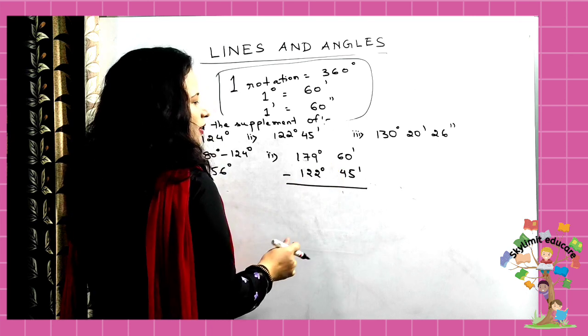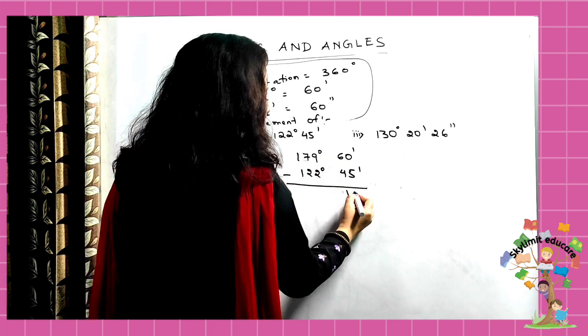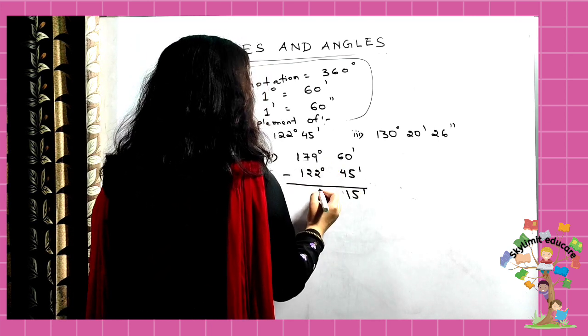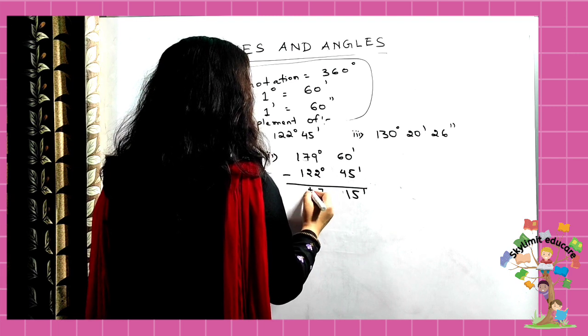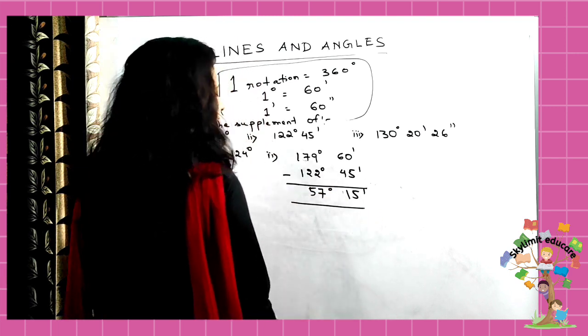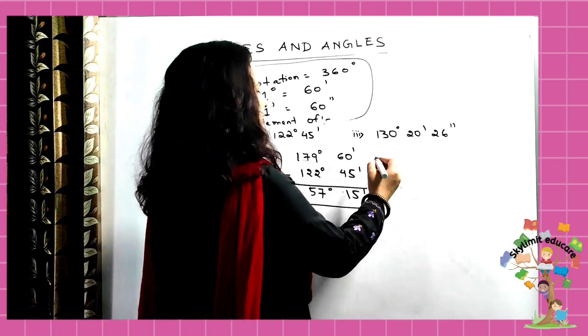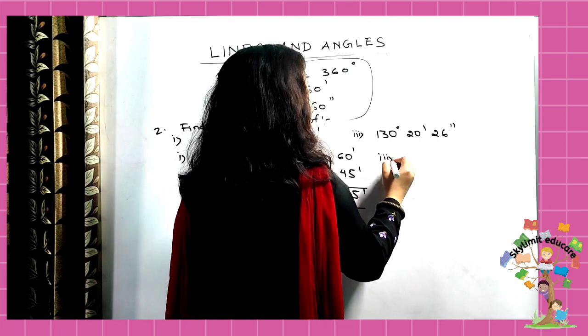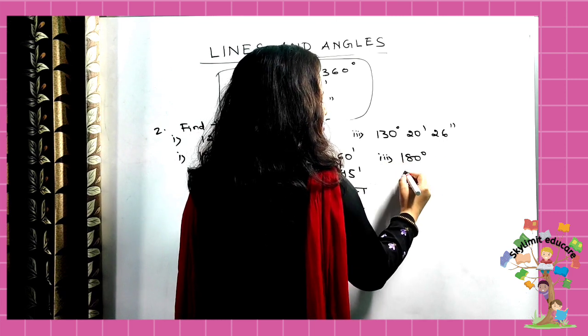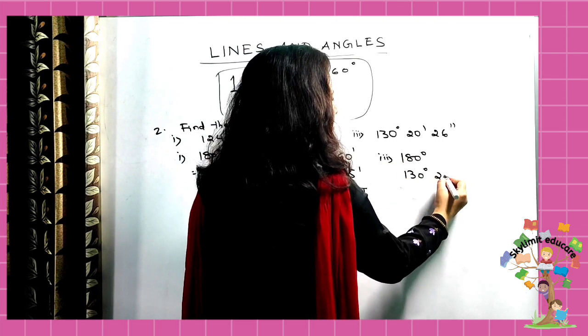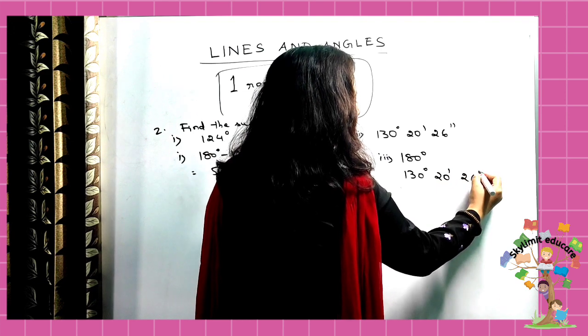179 degree. Now easily we can subtract 15 minutes, and here you will get 7. The answer is 57 degree 15 minutes. Let's come to the third bit. Here also 180 degree. So 130 degree, 20 minutes, 26 seconds.